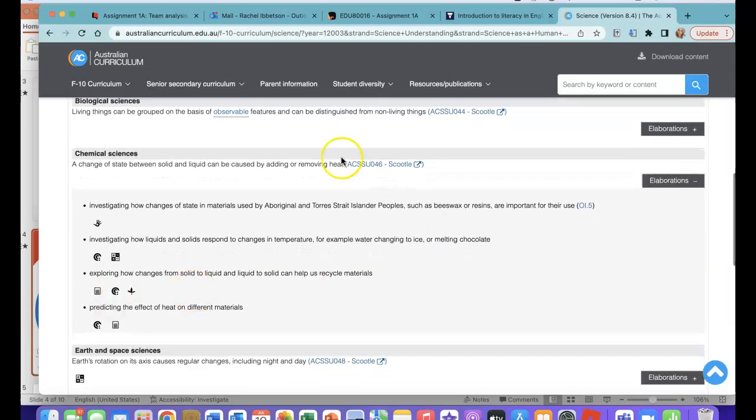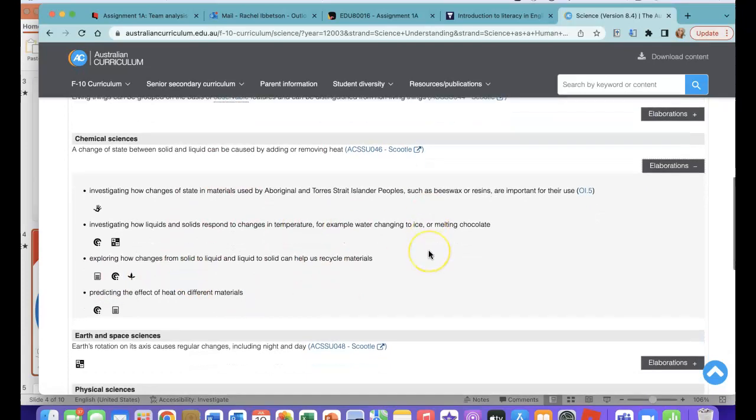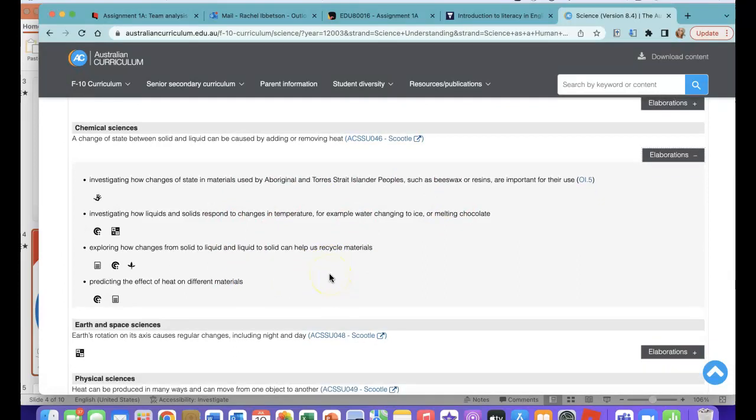So our elaborations are always from the content descriptor. Your elaborations help you to get a bit more of a detailed view on what the content descriptor is asking you, which can be super helpful as a teacher, because sometimes when you're reading a content descriptor, it can be really hard to decipher exactly what they mean. So the elaborations obviously elaborate on what is being said there.